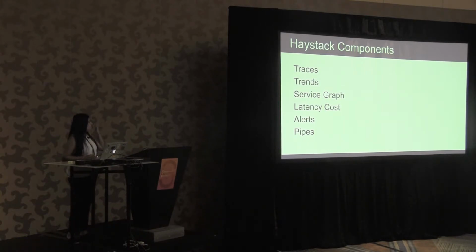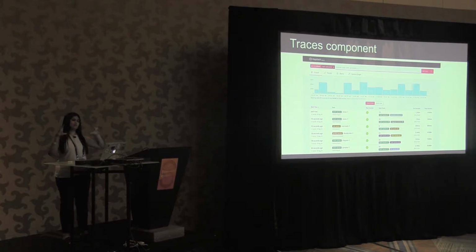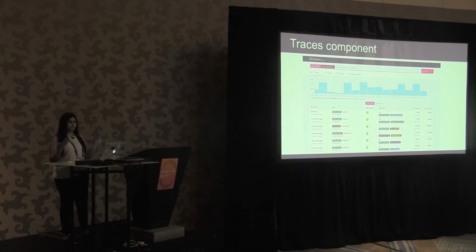Traces, trends, service graph, latency, alerts, pipes. Let's just visually have a look at what these are. So traces is what I was talking about. Basically inside our system, in our database, Cassandra is what we use. All the rows are one transaction. All of them have a unique ID, which is the transaction ID as we talked about. That remains standard throughout the entire transaction. Hence all these rows that you see in here visually also represent the same.